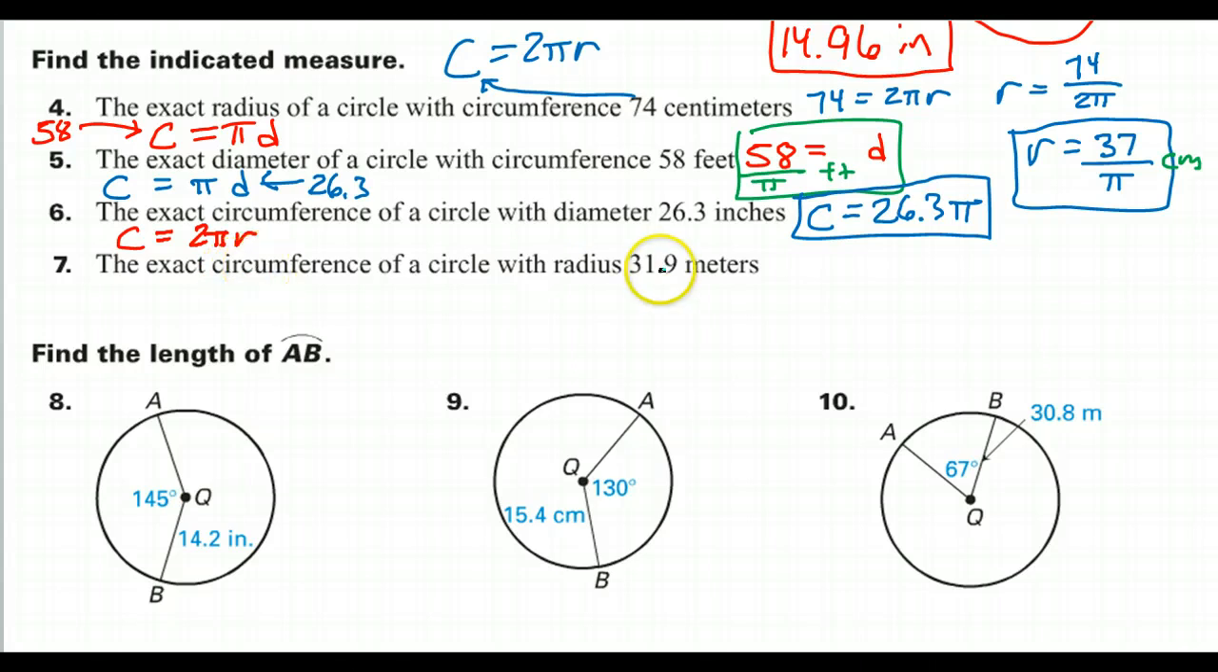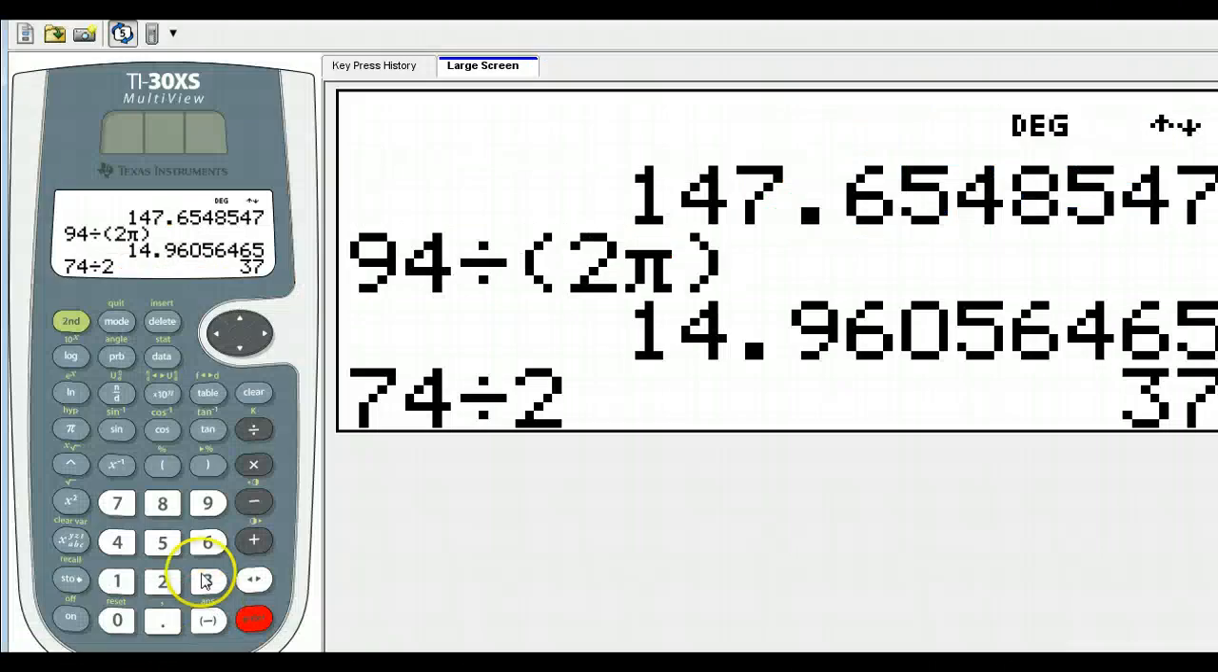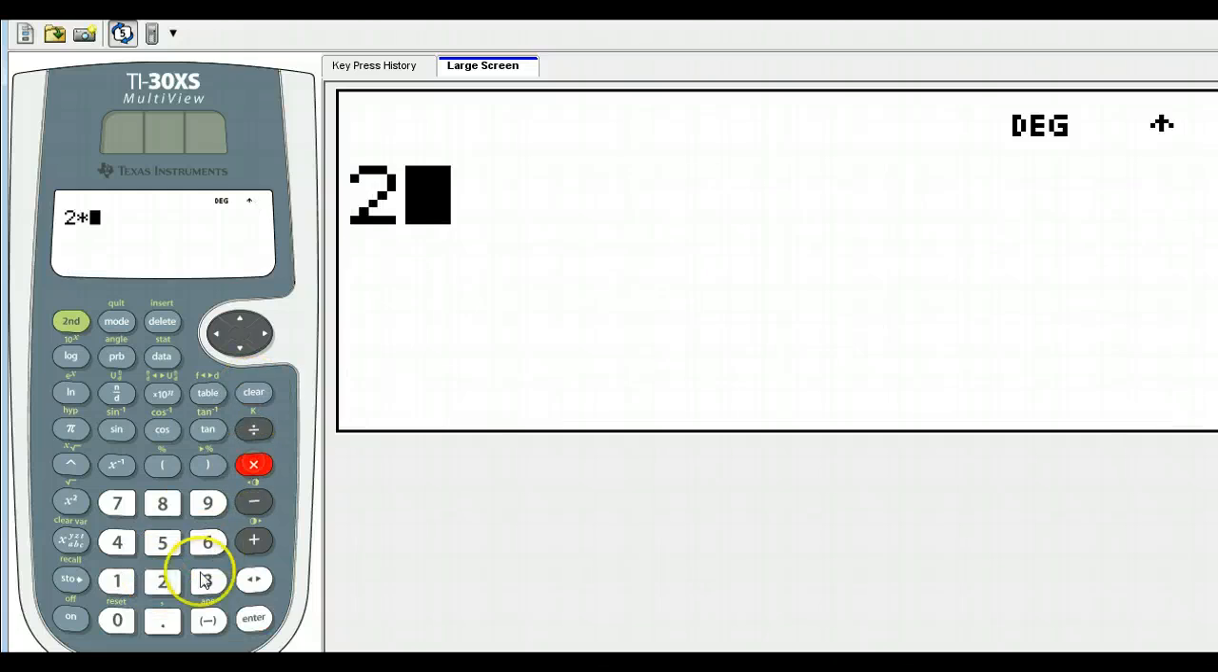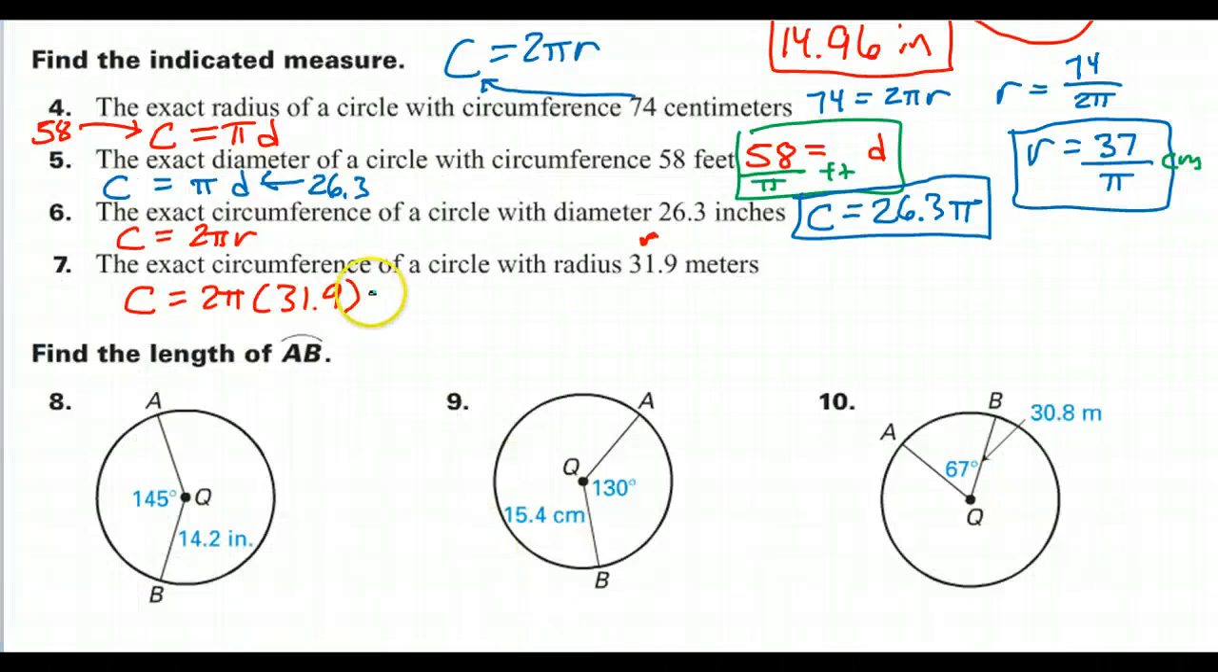Let's see. So this is the radius. So I'm just going to put this in for r. So this is going to become, I have room over here, so I'll do it here. Circumference is equal to 2 pi times 31.9. And they want it to be exact. So see the word exact. So I'm going to leave pi alone. So I'm just going to do 2 times 31.9. So that's 63.8. So that is going to give me that circumference is 63.8 pi. And that's it.